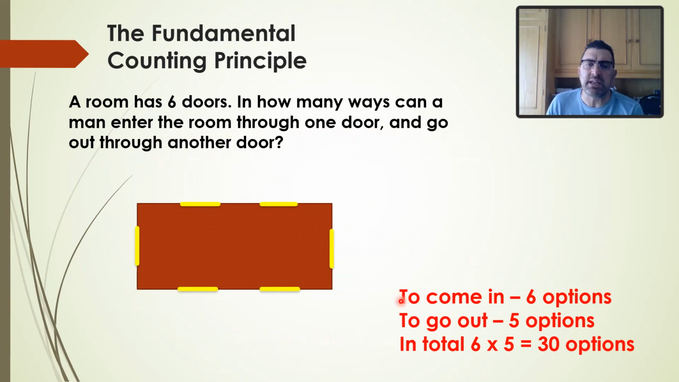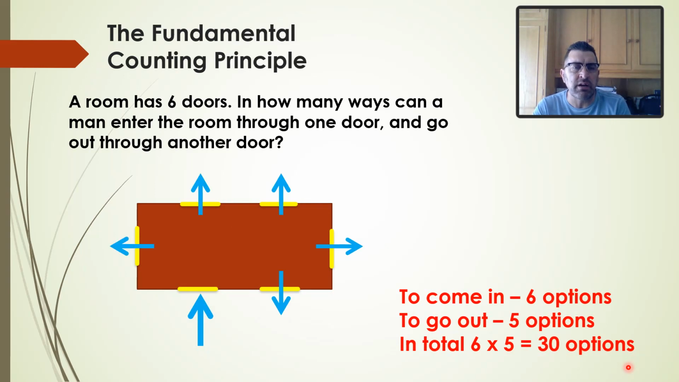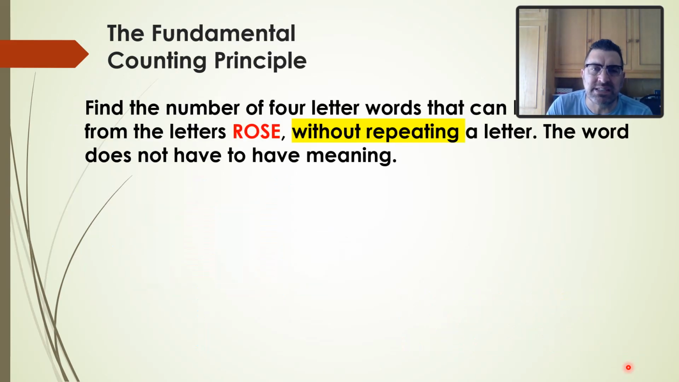Well, let's see. To come in, they say there's 6 options. So he can come in through every door. He comes in through any one of the 6 doors. But to go out, there's only 5 options. So in total, there's 6 times 5 options to do this. Comes in there, then he can go out in any one of the others. And that process is repeated 6 times. He can enter through 6 doors.